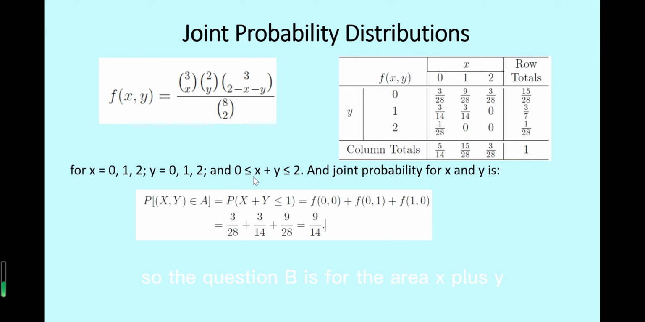Question B is for the region where x plus y is between 0 and 1. So the joint probability for x and y in this region, x plus y less than or equal to 1, equals f(0, 0) plus f(0, 1) plus f(1, 0), which equals 9/14.